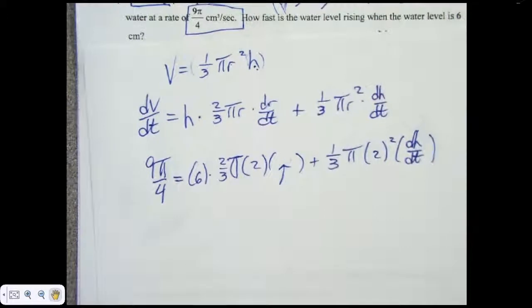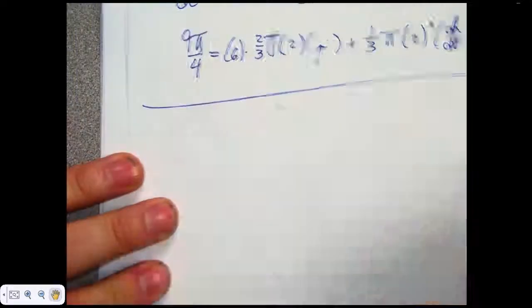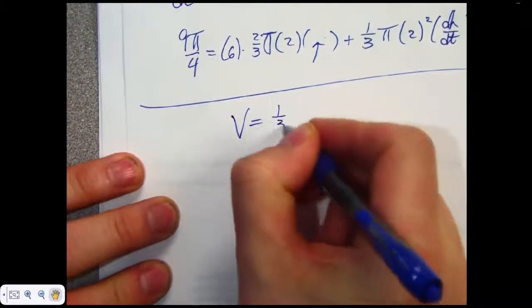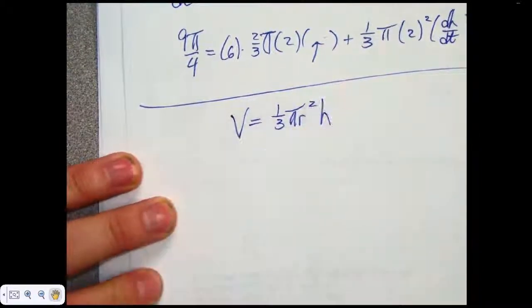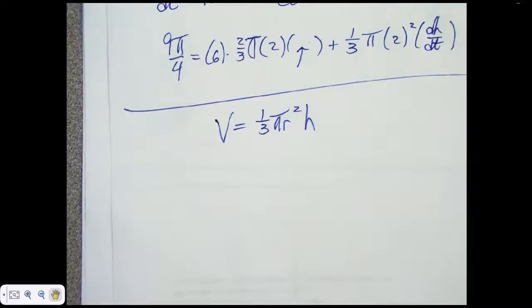Well, if I can't have a dr dt, what better not be in my original equation? Where does the dr dt come from? It comes from the r. So if I can eliminate the r in the original equation, would that eliminate dr dt from ever existing? It would. So I want to go back to my original equation and rewrite it so there's no longer an r. How do I do that?